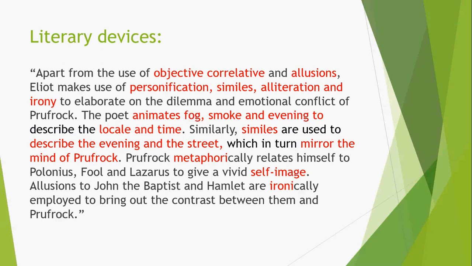There is a lot of use of allusions. There is use of personification. We have similes, we have alliteration, we have the use of irony, and some examples are there in red. How the poet animates fog and smoke and evening. He says that the evening is like a patient who's lying anesthetized on a hospital bed. Then the fog is like a cat rubbing itself against the windowsill. So we find a lot of use of similes that describe the evening, the street, and whatever the poet is using there are reflective of Prufrock's mind.